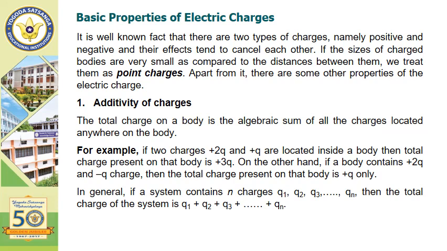On the other hand, if a body contains plus 2q and minus q charge, then the algebraic sum will obviously be plus q only, and that would be the total charge present inside a particular body. So in a general way, we can say that if a system contains n charges like q1, q2, q3 up to qn, then the total charge of the system is q1 plus q2 plus q3 plus up to qn.